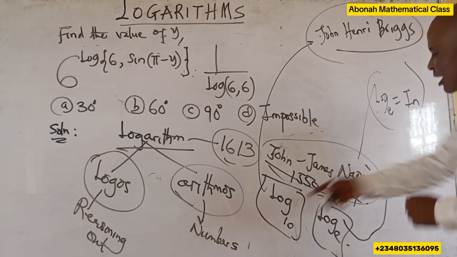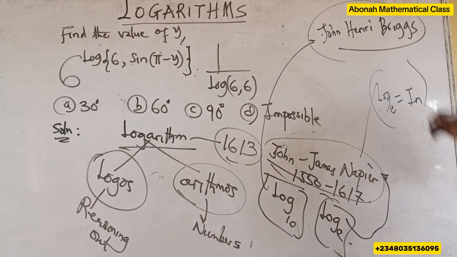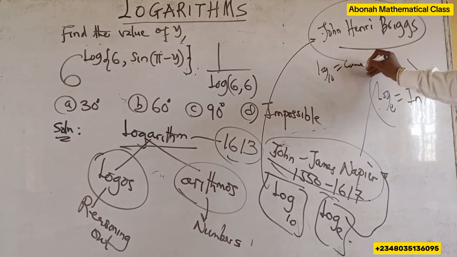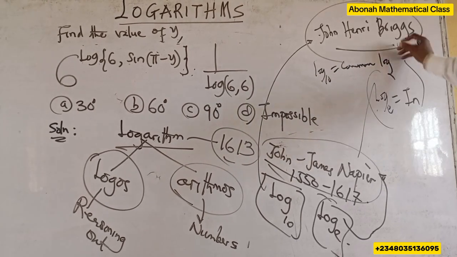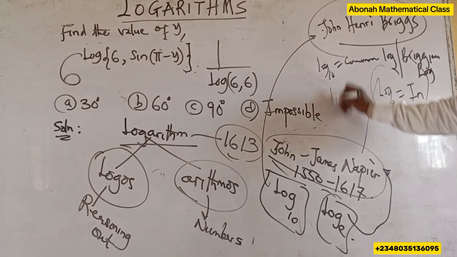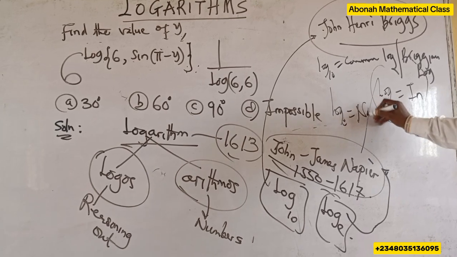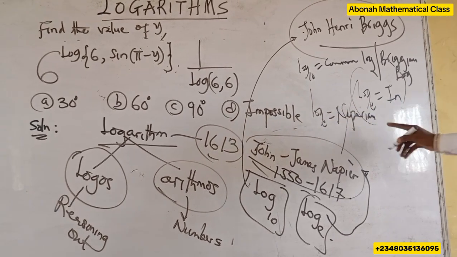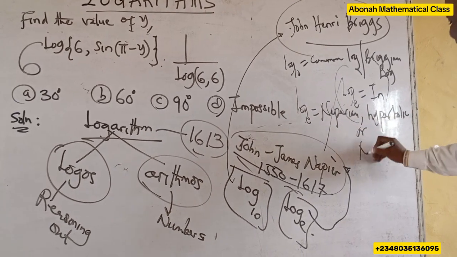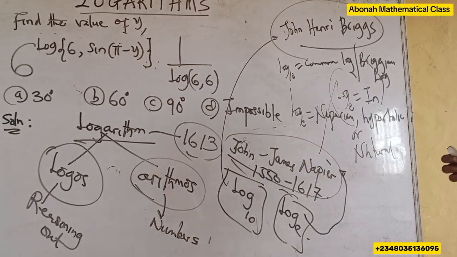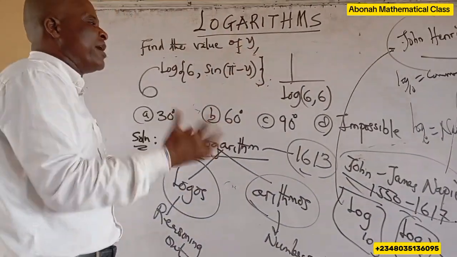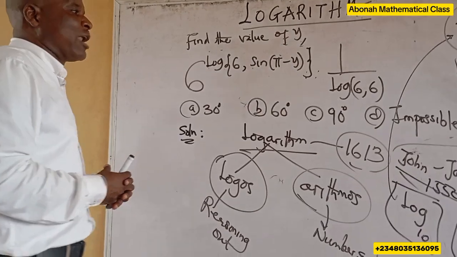Log in base 10 and log in base e are not the same at all. Log in base 10 is called common logarithm, or I call it Briggsian logarithm. Log in base e is called Naperian, from the man's name Napier, or hyperbolic logarithm, or I call it natural logarithm. That is what I want us to know. I just quickly ran commentary on what logarithm is all about.